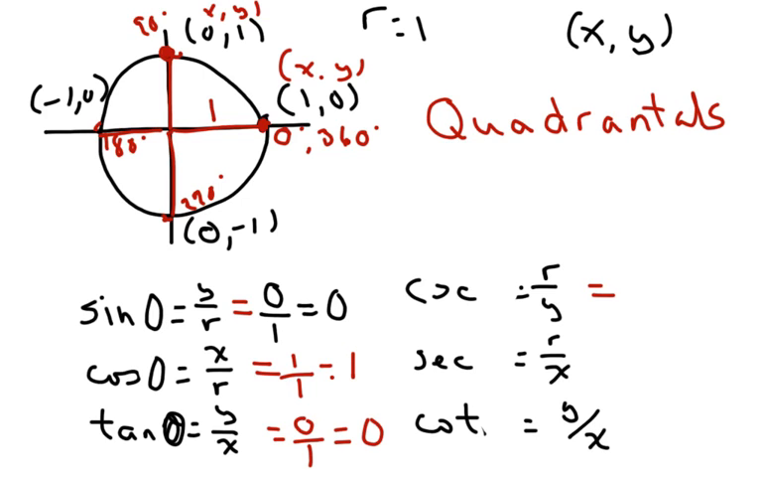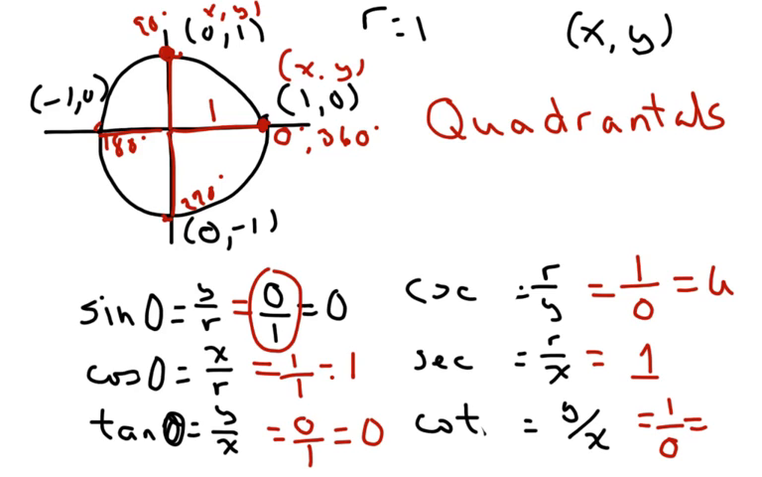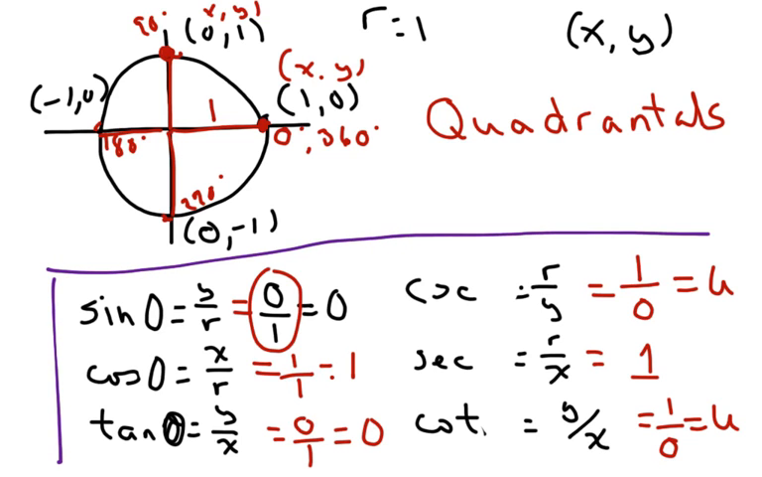Cosecant, we're going to just flip this here. So that's 1 over 0. That is undefined. This is going to be 1. And this is going to be 1 over 0, which is undefined again. Again, this part in here we will go over extensively in class.